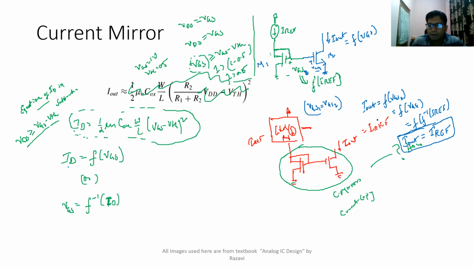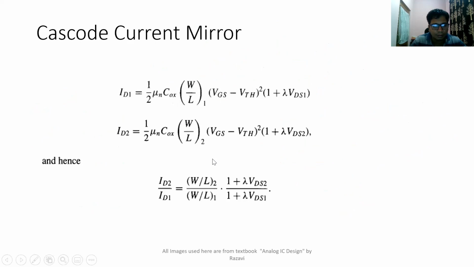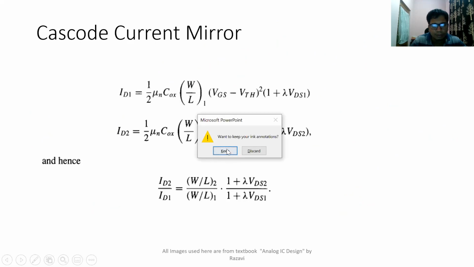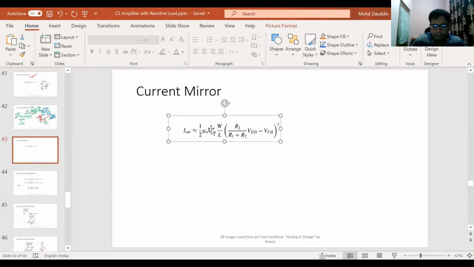However, this discussion is valid only if the dimension of M2 is equal to the dimension of M1. It is valid only when their dimensions match. The reason why I'm saying that, let us see in the next slide.